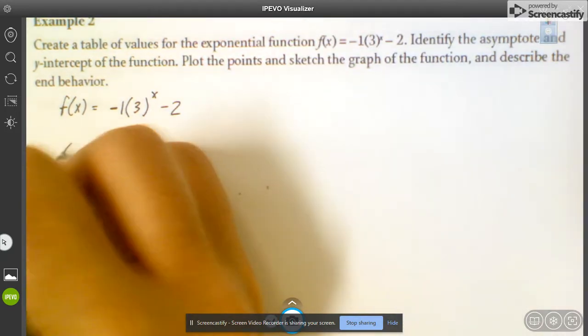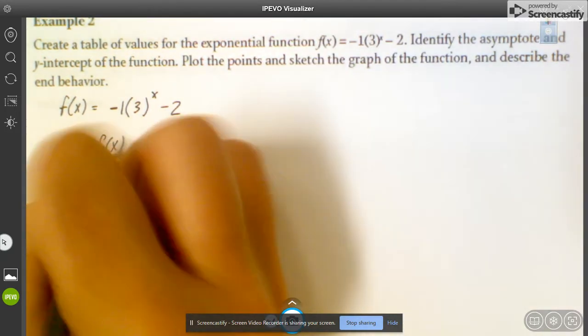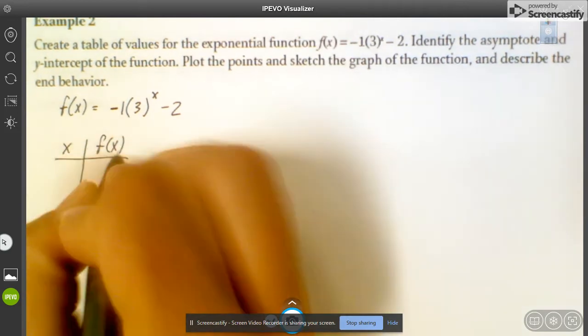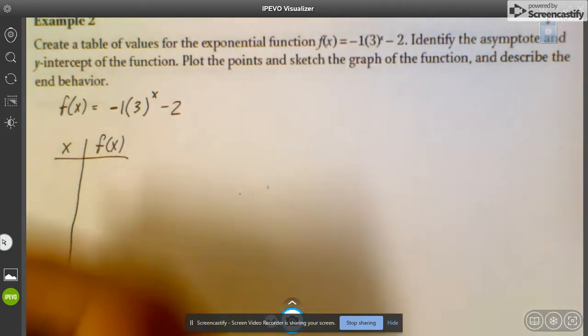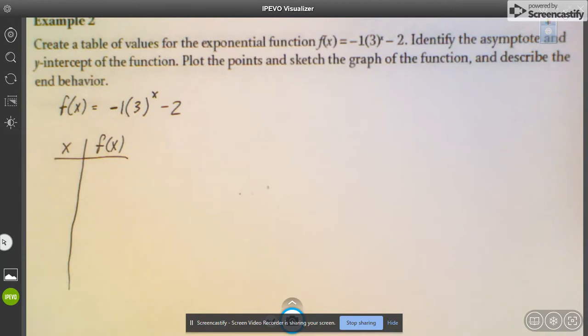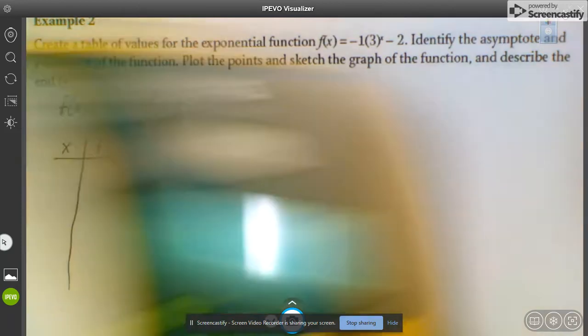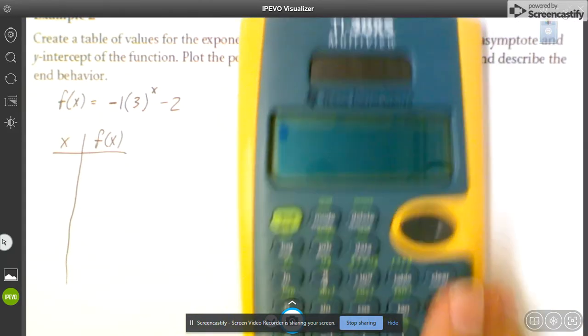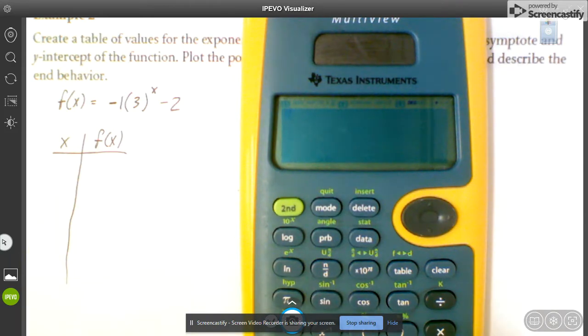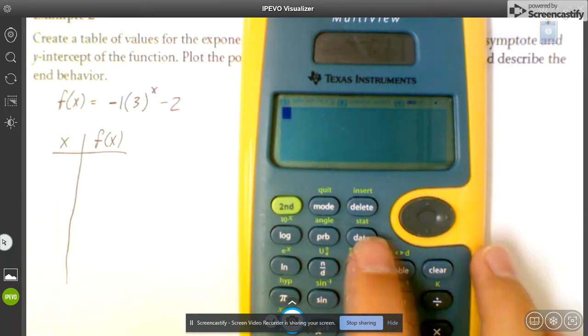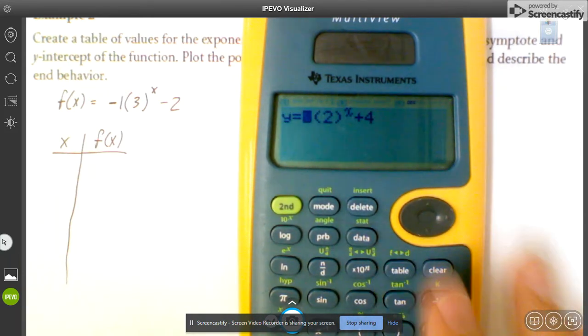So again, the first thing I want to start with is my table so that I can at least get an idea of what this graph's going to look like. And again, I'm not going to go ahead and put my x values there yet either, because I really don't know which ones are going to be nice, neat ones to graph. So I'm going to come to my calculator. Again, if I give you a graphing problem with an exponential like this, I will allow you to use the calculator. There's no question there.